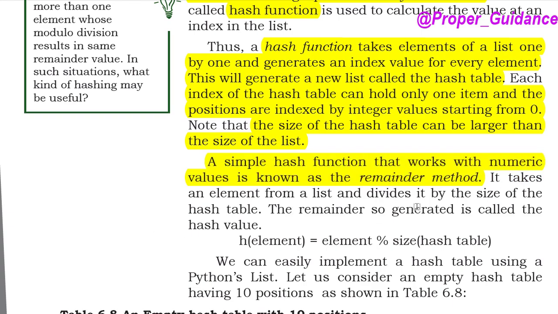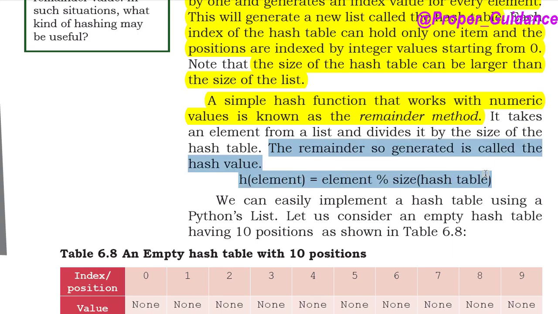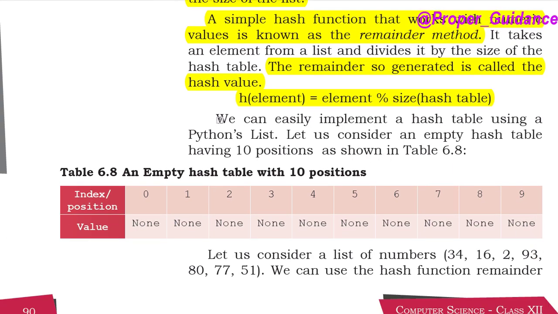It takes an element from a list and divides it by the size of the hash table. The remainder so generated is called the hash value. h(element) = element modulo size of hash table. We can easily implement a hash table using a Python list.